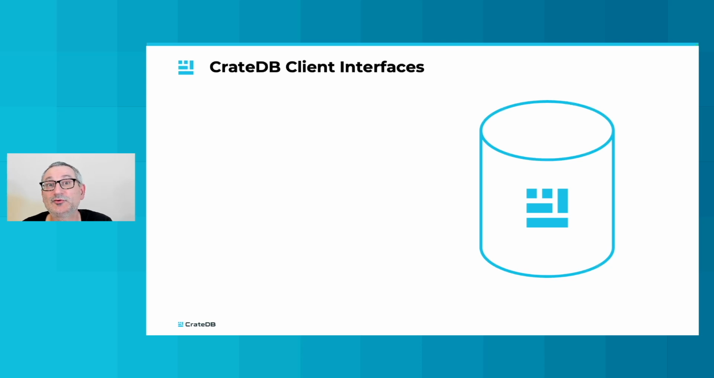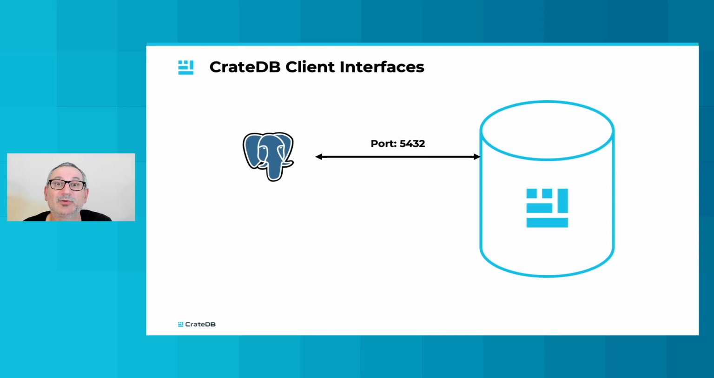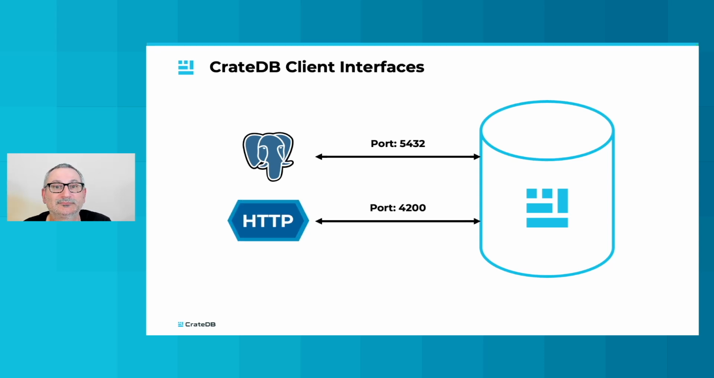CrateDB has two main client interfaces. The first of these uses the Postgres wire protocol on port 5432. Adopting the Postgres protocol means that CrateDB is compatible with a wide range of tools and libraries out of the box. The other interface is the HTTP endpoint, and it's found at port 4200.